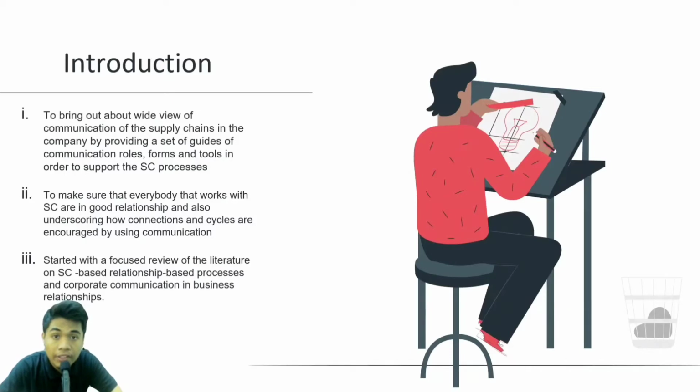The introduction of this article is to bring out a wide view of communication of the supply chain in the company by providing a set of guides of communication rules, forms, and tools in order to support the SC process. Second is to make sure that everybody that works with SC is in a good relationship and also underscoring how connection and cycle are encouraged by using communication. Third is to start with a focused review of the literature on SC-based relationships, best processes, and corporate communication in business relationships.